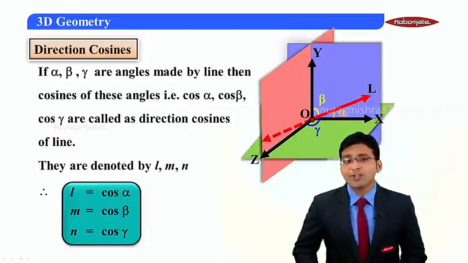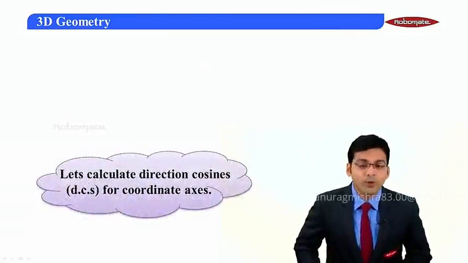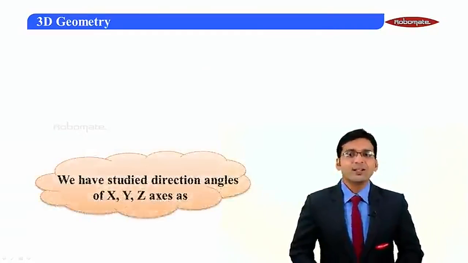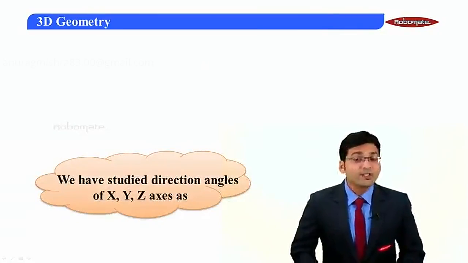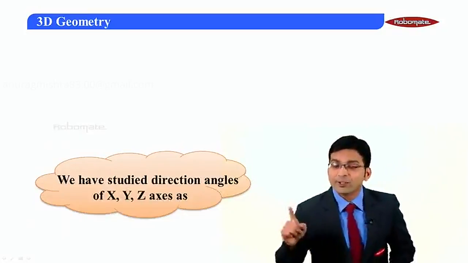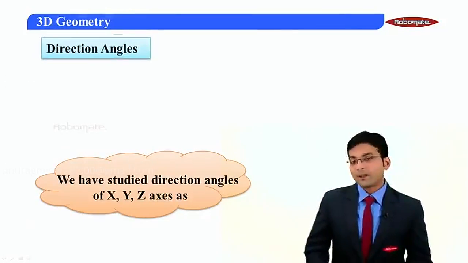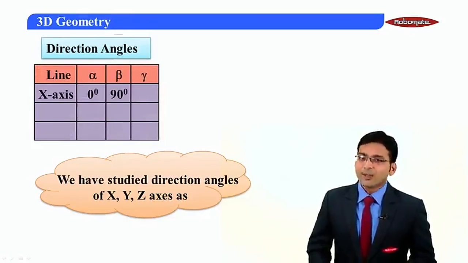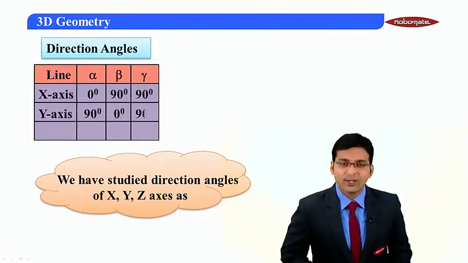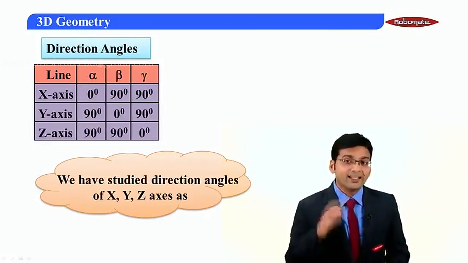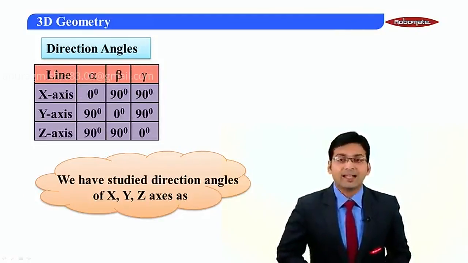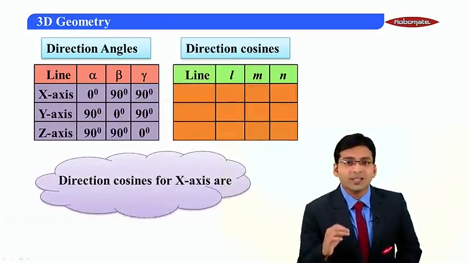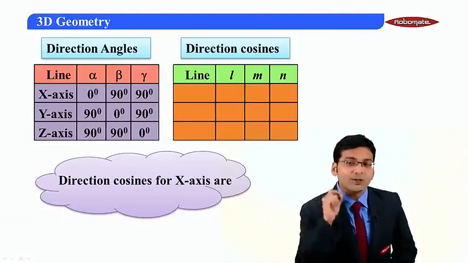Now once we know direction cosines, let us produce the direction cosines of the coordinate axes. We have studied direction angles of the X, Y, Z axes, and there was a table which gave us the line and alpha, beta, gamma. The x-axis has direction angles 0, 90, 90, the y-axis 90, 0, 90, and for z it is 90, 90, 0. Now we know direction cosines are just the cosine of each angle.